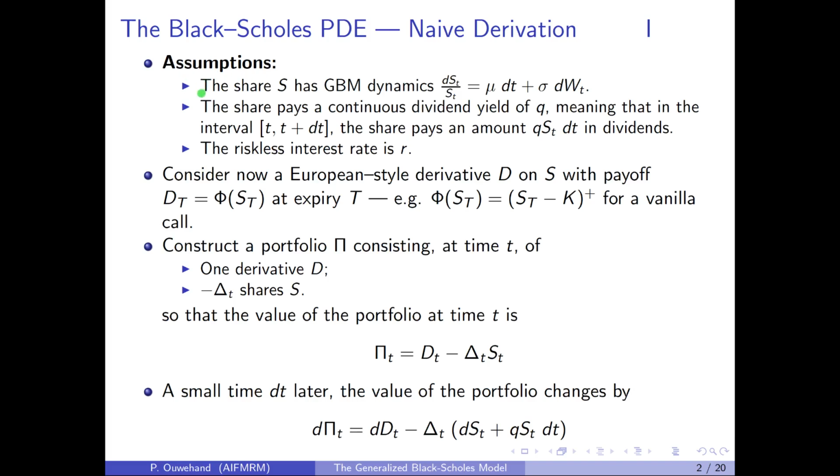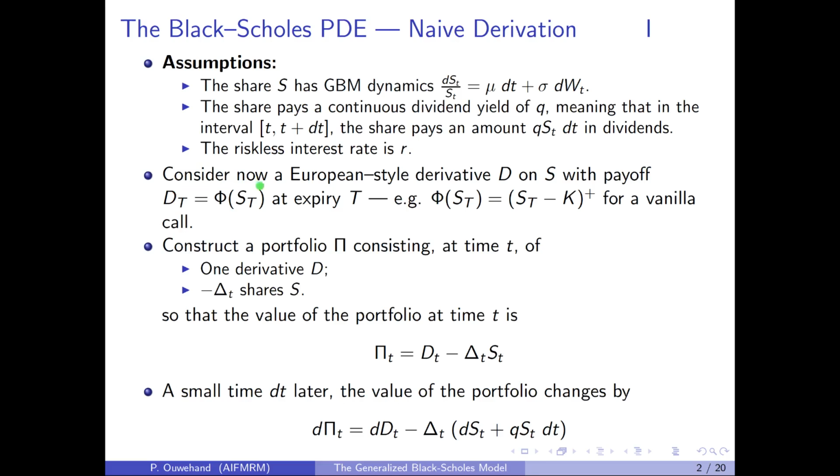There is only a single share, S, and that share follows geometric Brownian motion dynamics. In other words, dS over S is equal to mu dt plus sigma dW_t, where mu and sigma are constant. We also assume that the share pays a continuous dividend yield of q, where q is constant as well, and that means that in a small interval from t to t plus dt, the share pays an amount of q times S_t dt in dividends. In addition, there is a bank account, and the riskless rate of interest for that bank account, continuously compounded, is r.